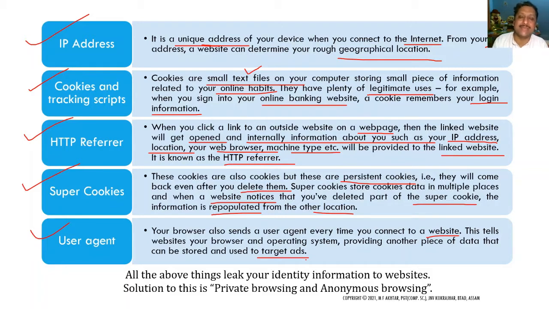Through all these things a website can track you and know your browsing habits, and so many things they will know about you. Accordingly, if advertisers are there, they will advertise particular information with the help of these things. And if criminals are there, they will do some other type of things. All the above things leak your identity information to websites.